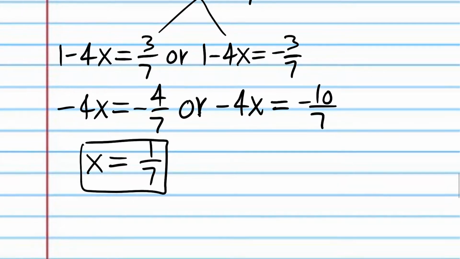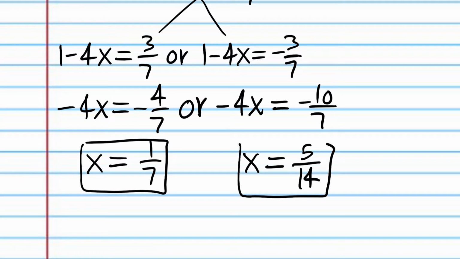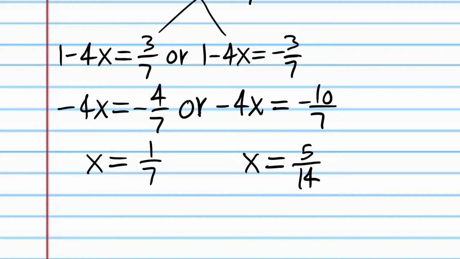Then we're going to divide both sides by negative 4, and again, I'm not going to demonstrate all those methods. You should end up with positive 10 over 28, which is 5 over 14. Actually, I'm going to put those boxes together.